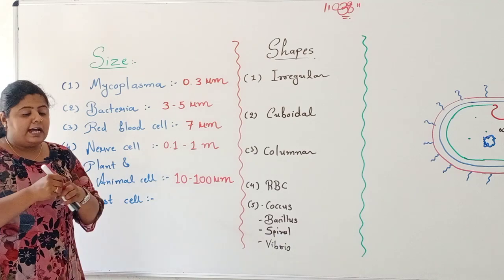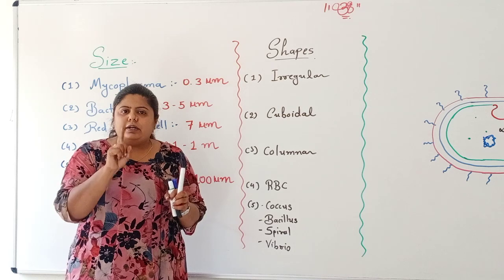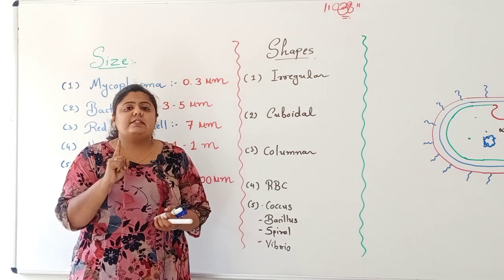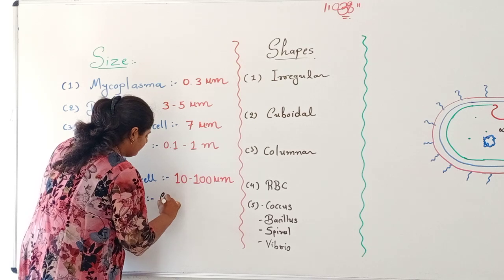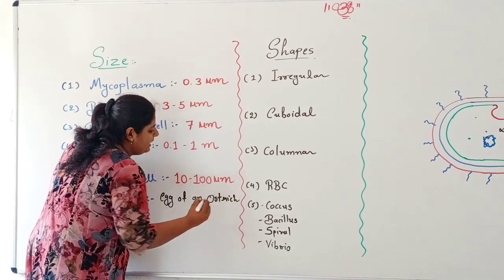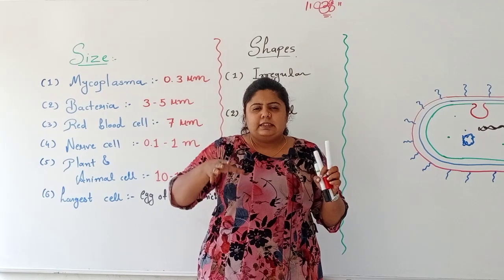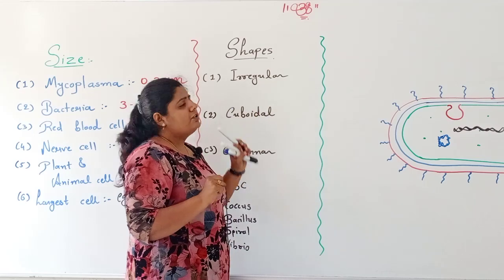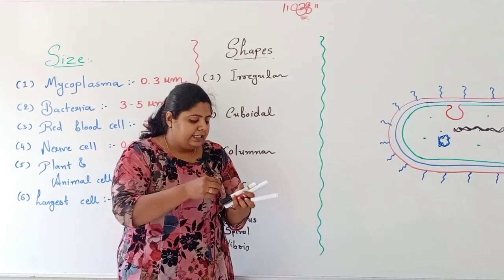Now which cell is the largest and you can easily visualize by your eyes? Only one cell, ostrich egg. This egg is made up of a single cell. So the largest cell, egg of an ostrich. Ready? Now cells are available in different shapes, like humans: thick, thin, tall, short.